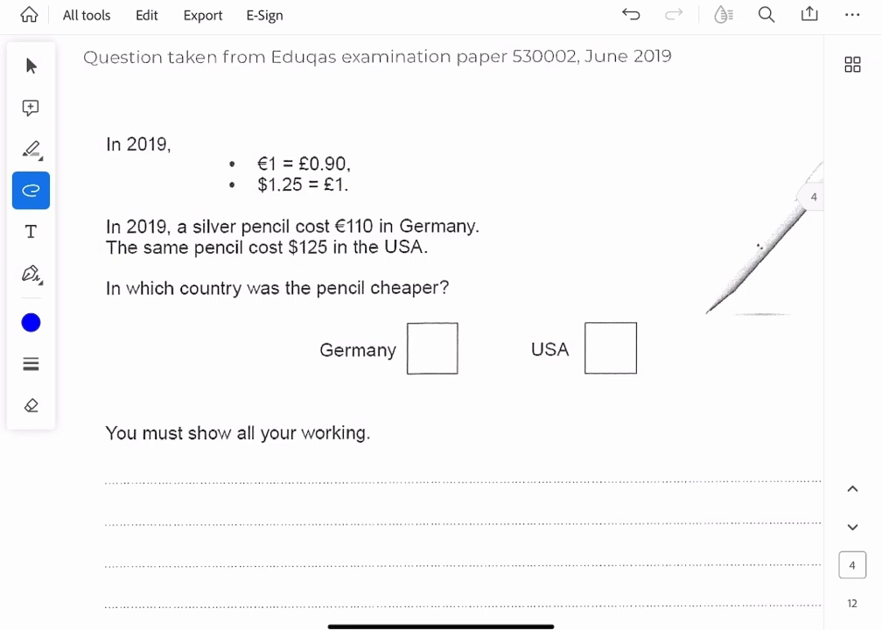Right, this question is about converting currencies. So you've got euros here, dollars, and pounds. So this is one method. We can change euros into pounds and then pounds into dollars, and that will allow us to compare to the pencil, which costs 1.25 in the USA. So let's first have a look at this conversion.